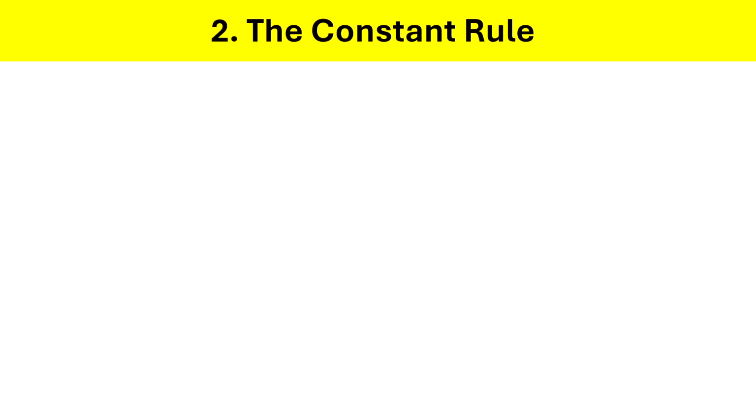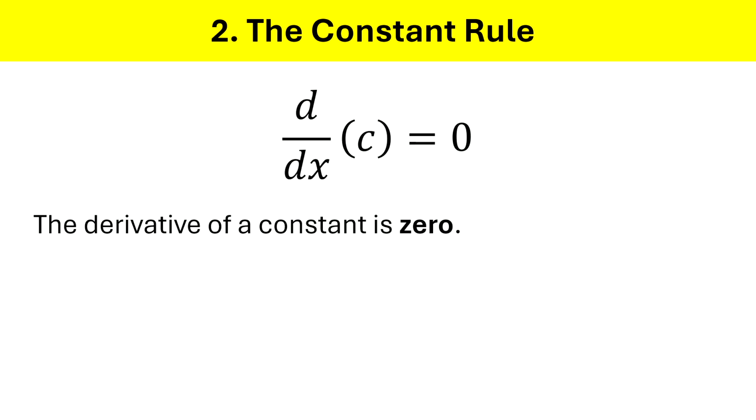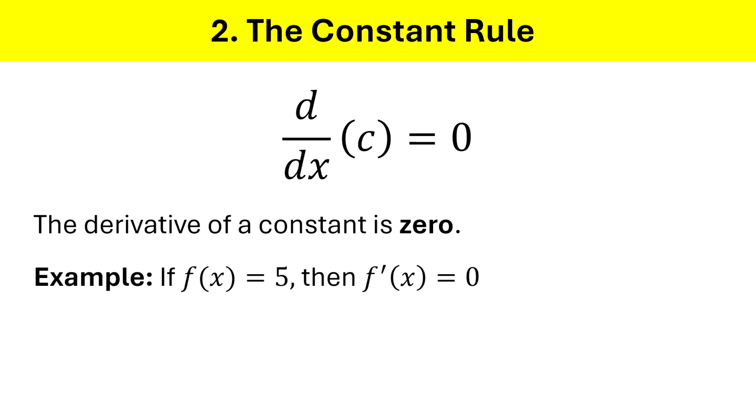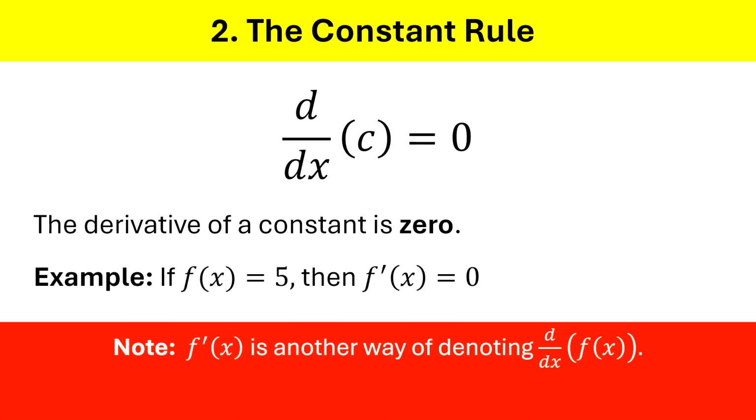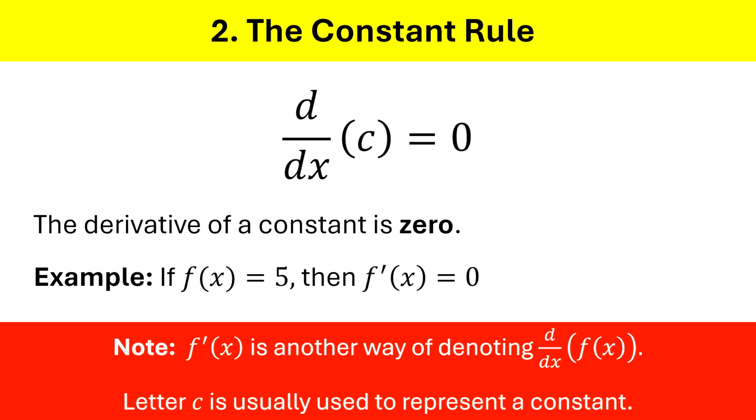Next, the constant rule. It tells us that the derivative of a constant is 0. For example, if f of x equals 5, then the derivative equals 0. Note, as implied in the earlier example, that f prime of x is another way of denoting d by dx of f of x. Also, the letter c is usually used to represent a constant.